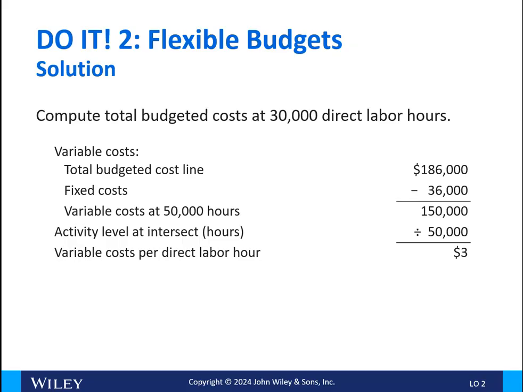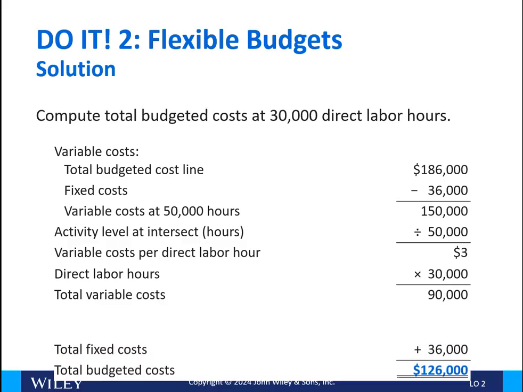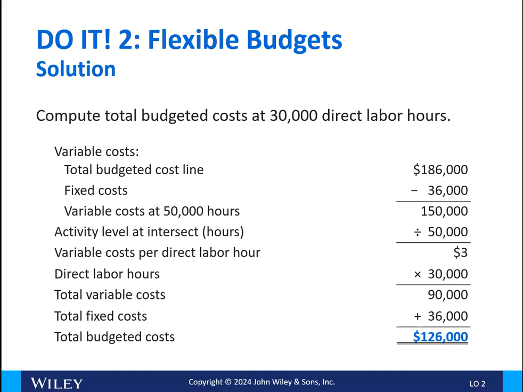We want the budget now at 30,000 hours, so we're going to multiply our variable cost per hour times our new activity level, 30,000 hours. We get $90,000 of total variable costs. We then have to add back our fixed costs to get a total cost, and the total budgeted costs are $126,000.